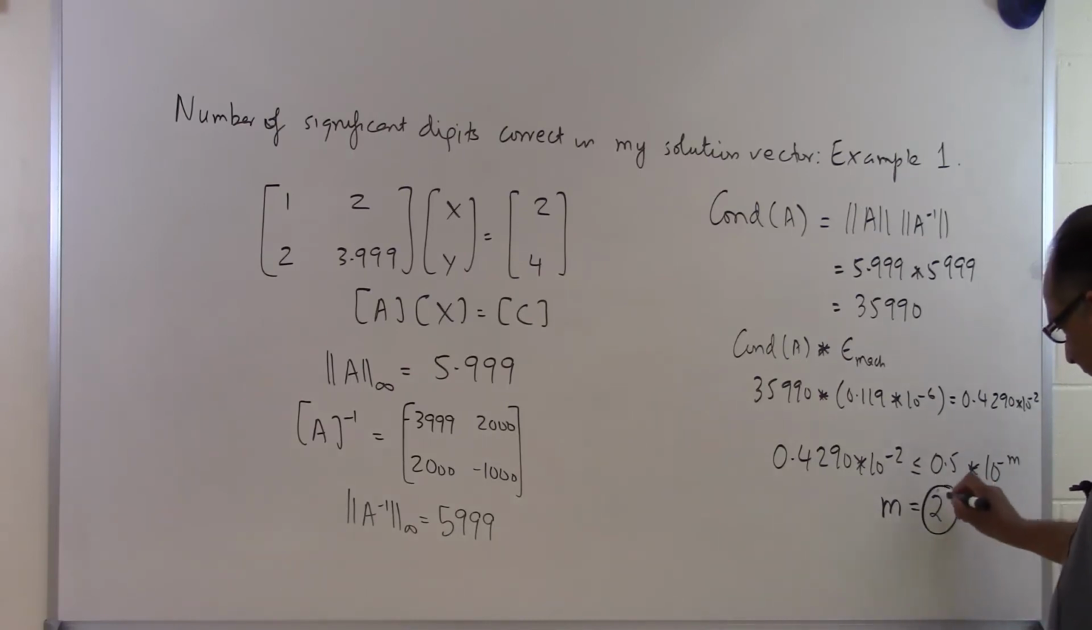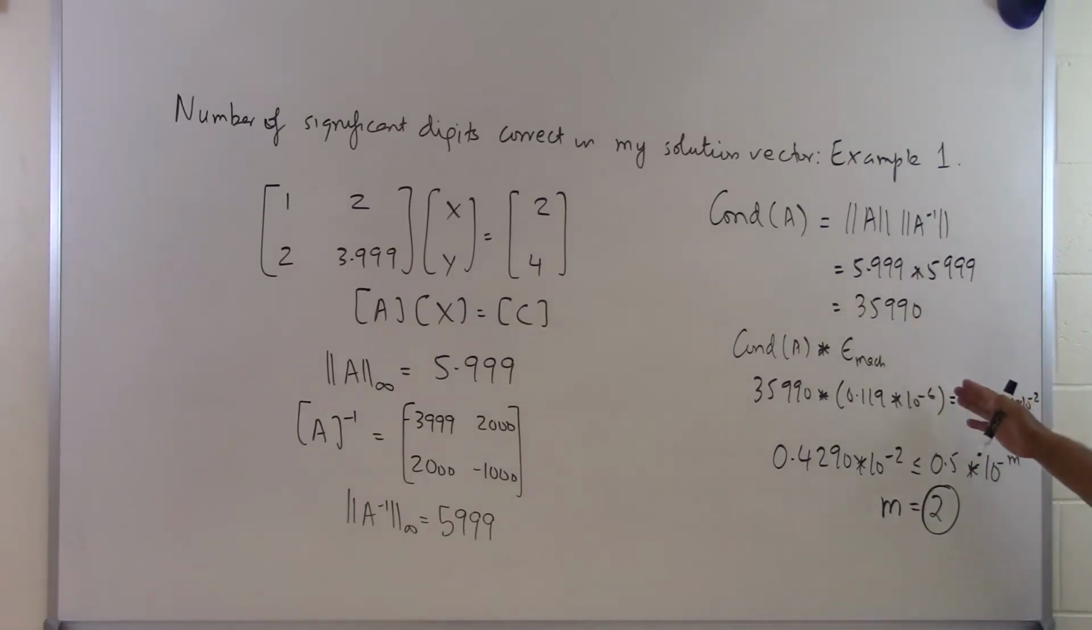So this is the number of significant digits which you can trust in your solution, based on the condition number, knowing what the machine epsilon is, and comparing it to this number right here. If we were doing the problem in double precision, this number would be different. It will be much smaller than this number right here, and so you will be able to trust more significant digits if you are doing double precision. If you're doing quad precision, you will be able to trust even more digits.